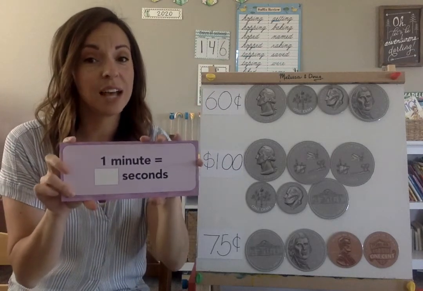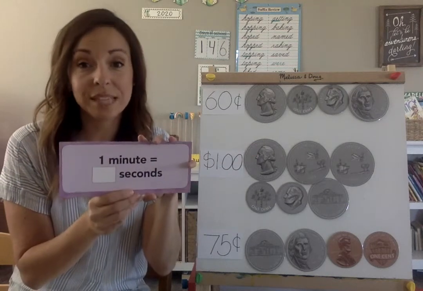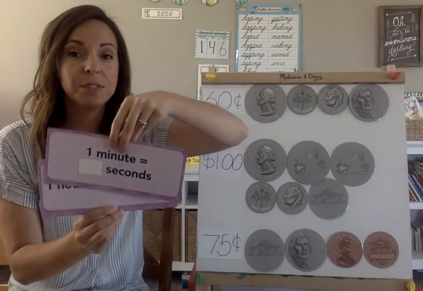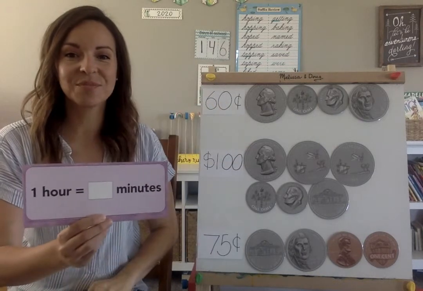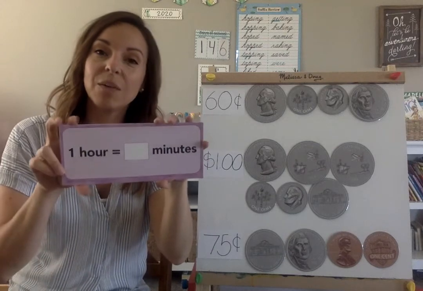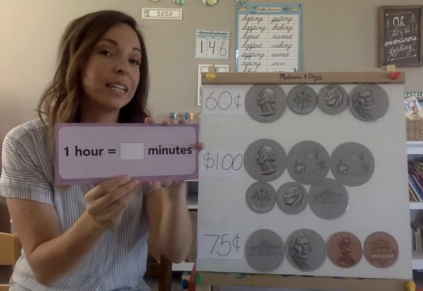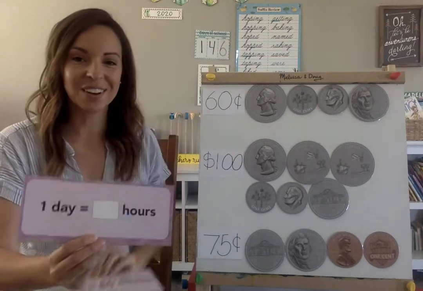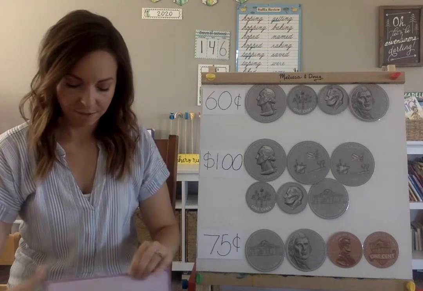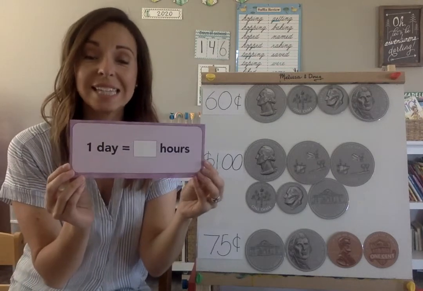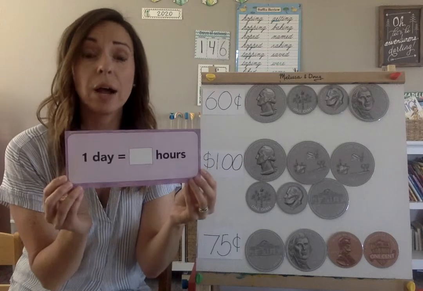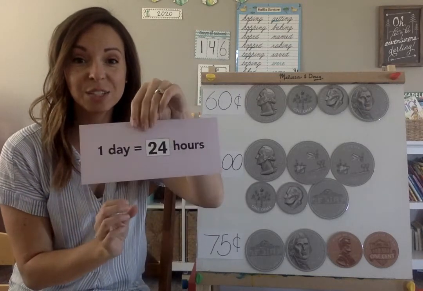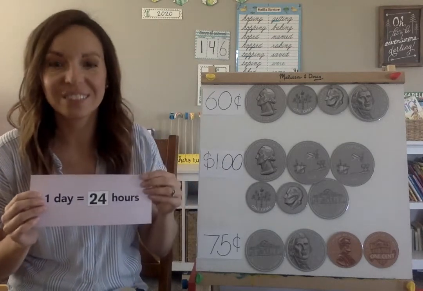Now we're going to move on to time real quick. 1 minute equals how many seconds? So how many seconds are in 1 minute? If you said 60, you are correct. What about 1 hour? How many minutes are in 1 hour? If you said 60 again, you are correct. Now for my very last one, 1 day equals how many hours? So how many hours are in 1 day? If you said 24, you are correct.